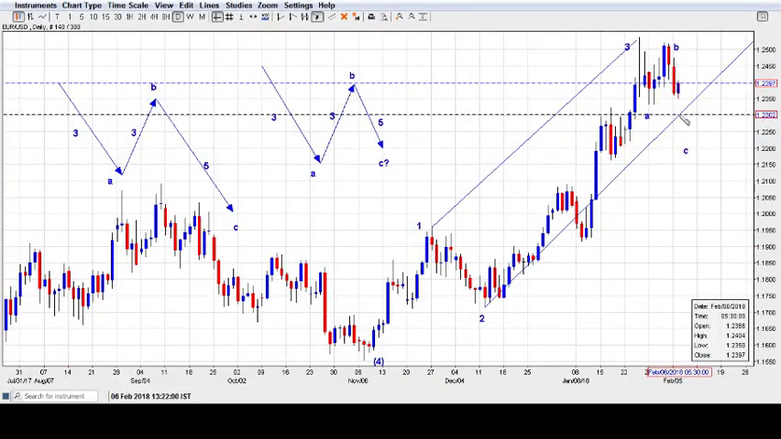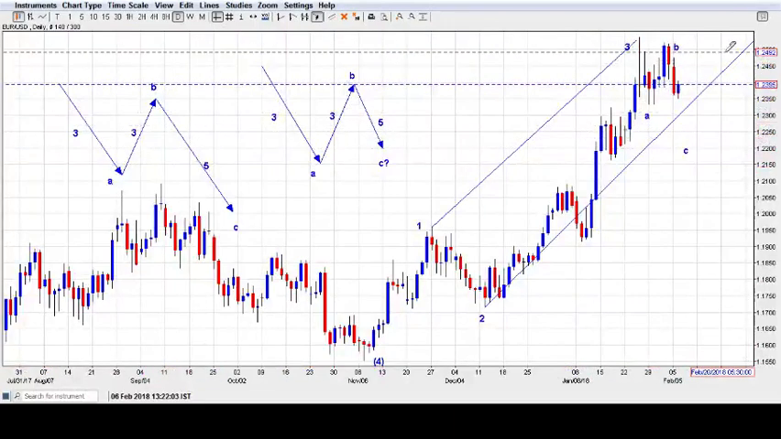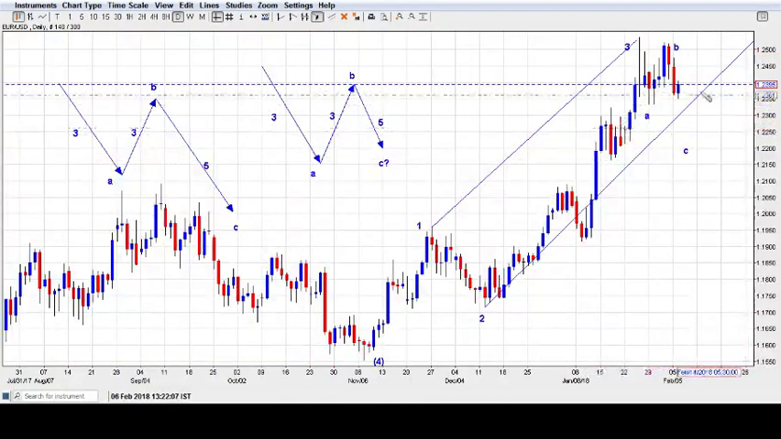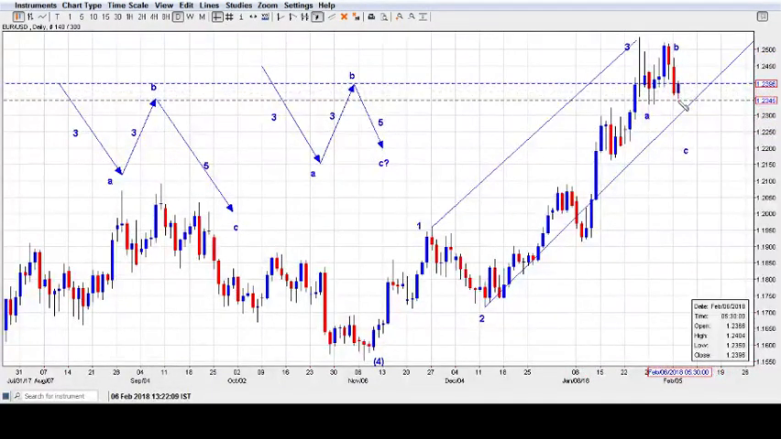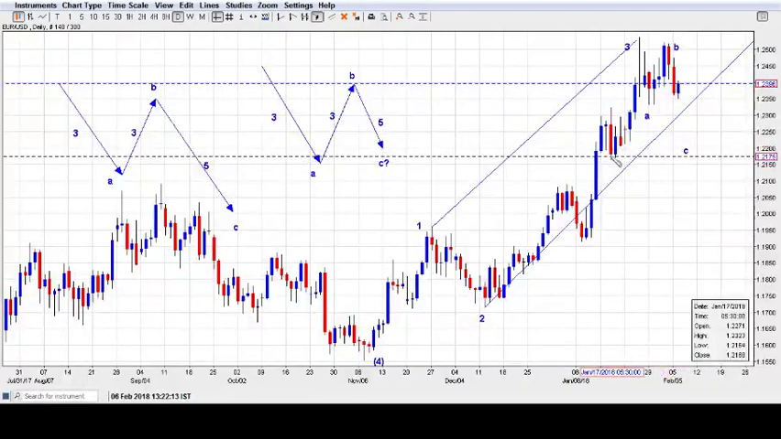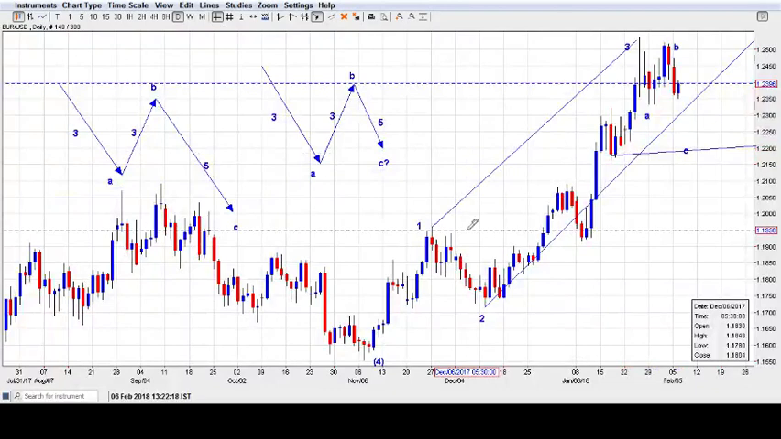It could be either a running flat or a standard flat. Watch out for which kind of pattern it turns out to be. That could be the termination point of wave 4, either here or a bit lower there. Ideally, the previous price support is coming at 2200, so somewhere around those levels. The fourth wave should go and terminate before the fifth wave rally gets rolling.